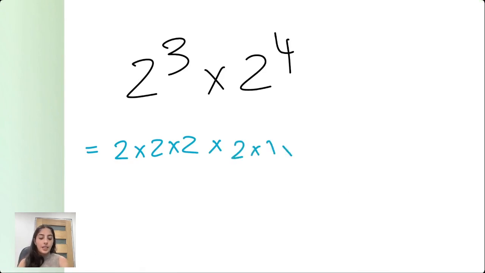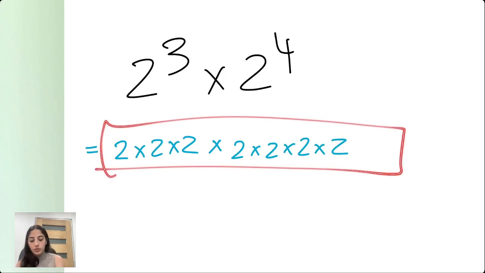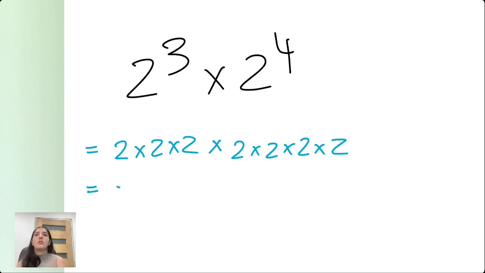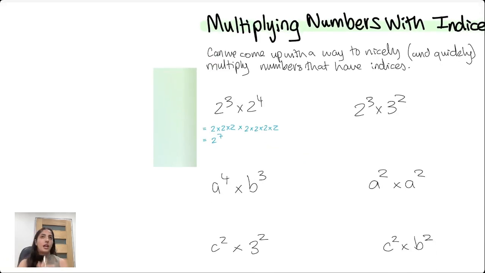Beautiful. And then can I get Ava, can you tell me how many total times am I multiplying 2 by itself? 7. Beautiful. So instead of 2 times 2 times 2 times 2 times 2 times 2 times 2, I can just write 2 to the power of 7. And we spoke about this in the last page. Everybody agrees with that, yes?